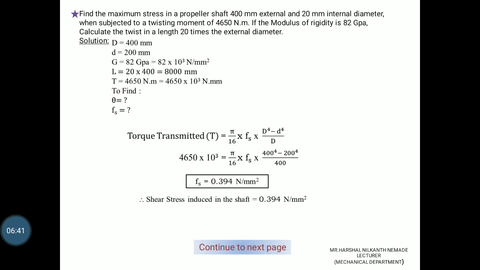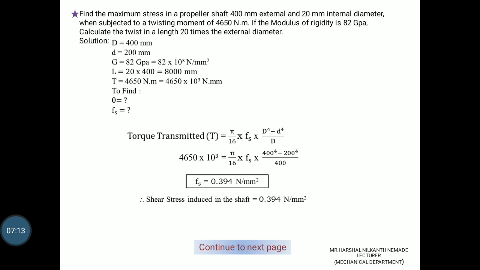Length is equal to 20 into 400. Why? Because in length they have said 20 times the external diameter. Okay, external diameter is 400, so length will be 8000 mm. T is given 4650 Newton meter, which is equal to 4650 into 10 raised to 3 Newton mm. Calculate, they have asked to find twist theta, and find the maximum shear stress, means Fs is equal to how much.